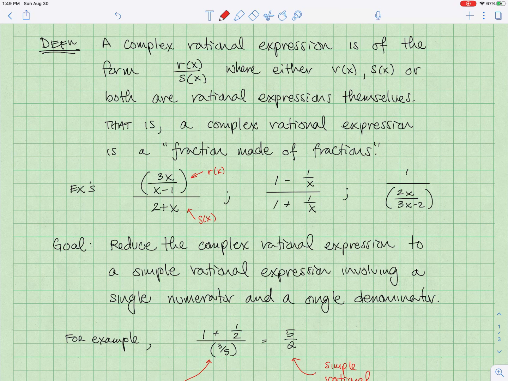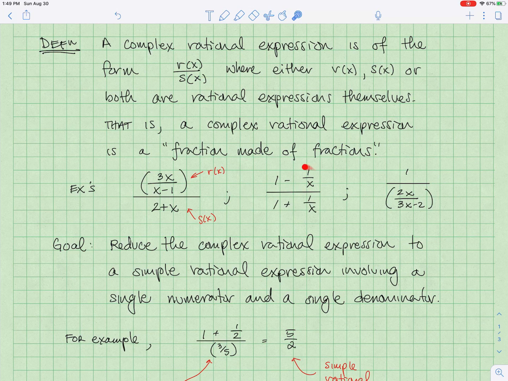In this particular case, the numerator is a fraction, but the denominator, 2 plus x, is just a regular polynomial. In the next example, we have the complex rational expression 1 minus 1 over x, that's the numerator, divided by the denominator 1 plus 1 over x. What can be confusing is we're going to start saying things like the numerator of the numerator, or the denominator of the numerator, or the numerator of the denominator, or the denominator of the denominator. So watch out for that.